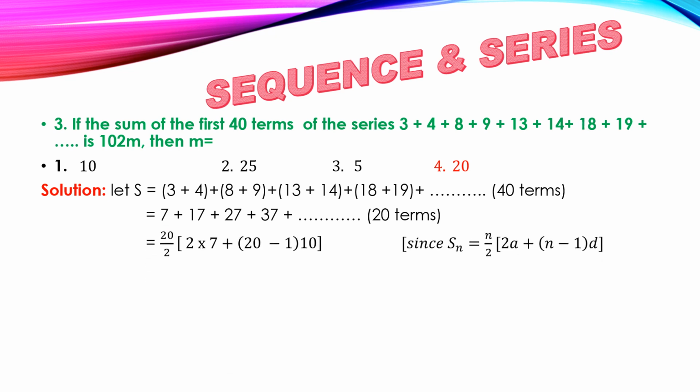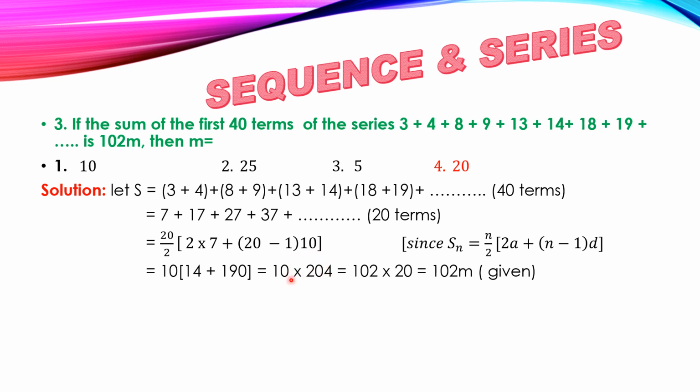So we use the sum of n terms in AP. That formula is n by 2 into 2a plus n minus 1 into d. That equals, n means 20, 20 by 2 into 2 into first term 7, plus n means 20 minus 1, into d means 10. Now that equals 10 into 2 into 7 is 14, plus 20 minus 1 is 19, into 10 is 190. That equals 10 into 204.